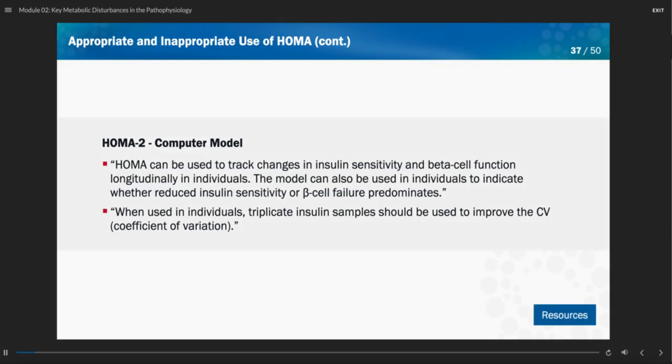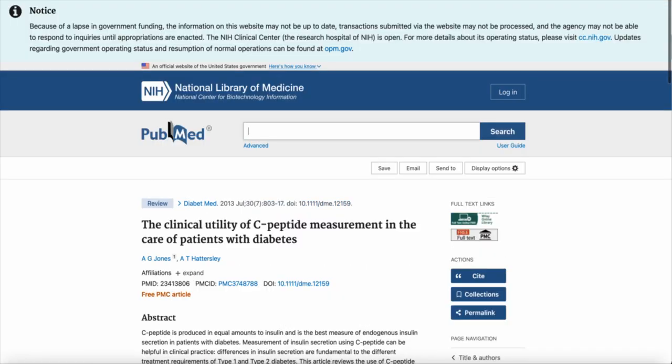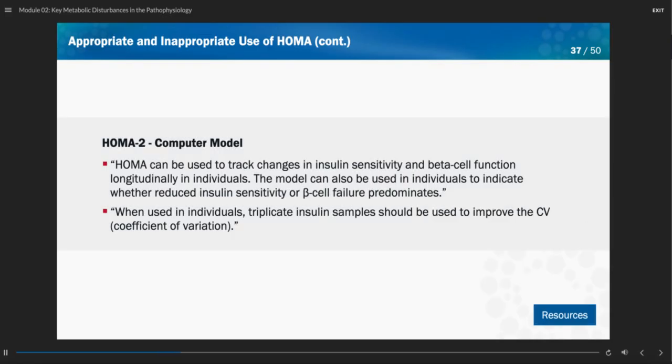From the Wallace and Matthews and Levy article, quote, HOMA can be used to track changes in insulin sensitivity and beta cell function longitudinally in individuals. The model can also be used in individuals to indicate whether reduced insulin sensitivity or beta cell failure predominates. This would be especially important in identifying those older individuals that have latent autoimmune diabetes of adulthood. Estimates of 20% and even higher of those diagnosed with type 2 diabetes may have this more autoimmune type of diabetes, and it's often missed by the primary clinician.